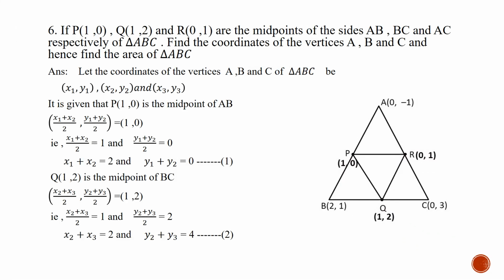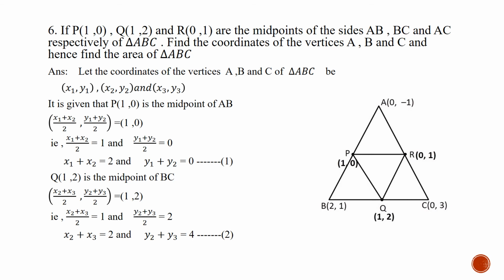Question number 6. If P(1, 0), Q(1, 2) and R(0, 1) are the midpoints of the sides AB, BC and AC respectively of triangle ABC, find the coordinates of A, B and C and hence find the area of the triangle ABC. Here the coordinates of midpoints of AB, BC and AC are given as P(1, 0), Q(1, 2) and R(0, 1).